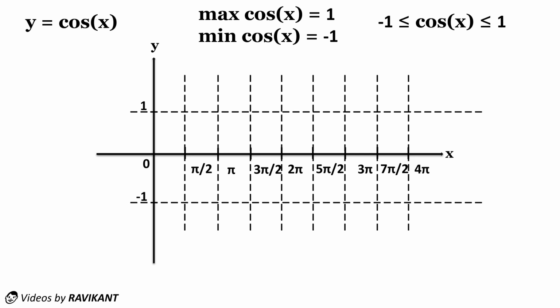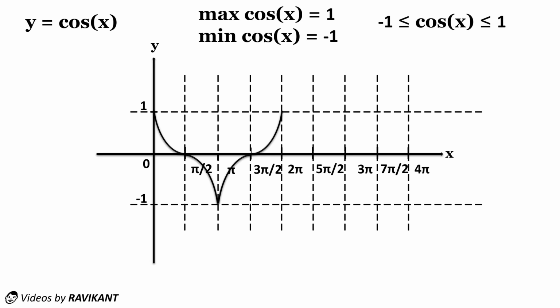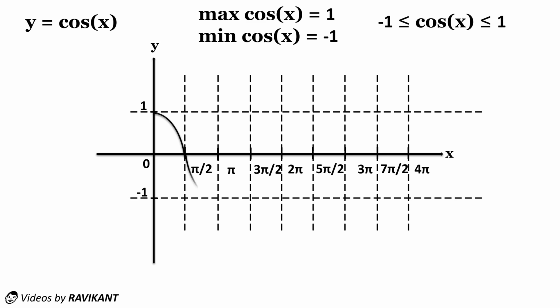We know at an angle of 0 degrees the value will be 1. It means the graph will start from 1 on the positive y-axis. After an angle of pi by 2, the value will be 0, and at the angle of pi, the value becomes minus 1. So here a question arises: how will the graph look in the interval of 0 to pi by 2 and pi by 2 to pi? The graph may look like this graph, or the graph also may look like this graph, and also the graph may look like this graph.